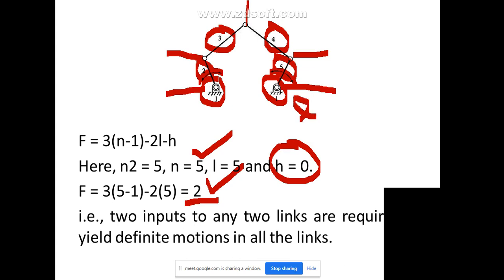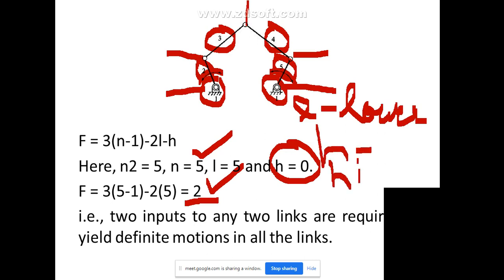See, L is nothing but the number of joints you have to select, and these are all lower pairs. L is nothing but the lower pair. Yes. So lower pair, and H is higher pair. Yes, sir. Okay. Higher pair is nothing but a point contact. Here can you see a point contact or line contact? No. You can see point contact when there is a cam and a follower, or when there is gear contact. Okay. So in ball bearings there is point contact, and you can see the higher pair. So these all are lower pairs only.